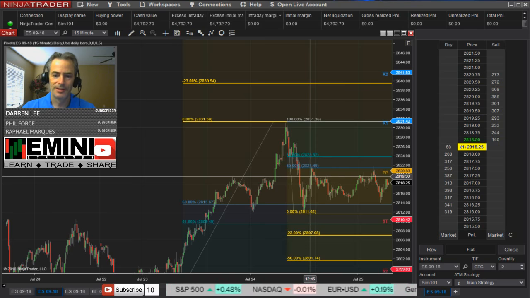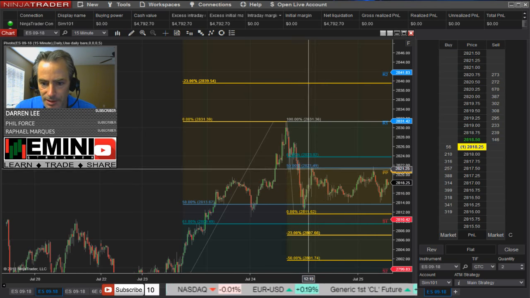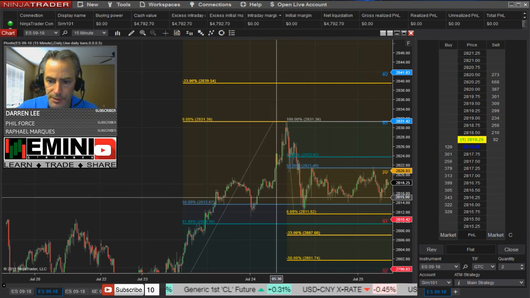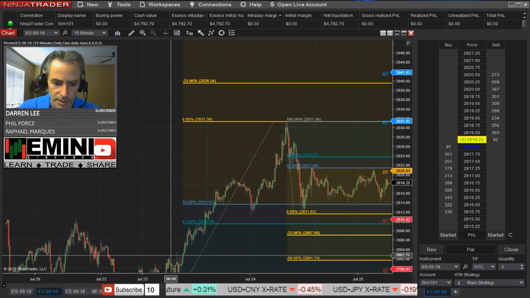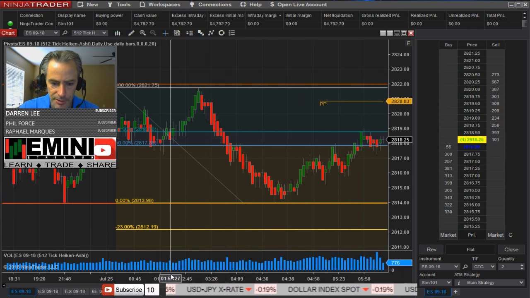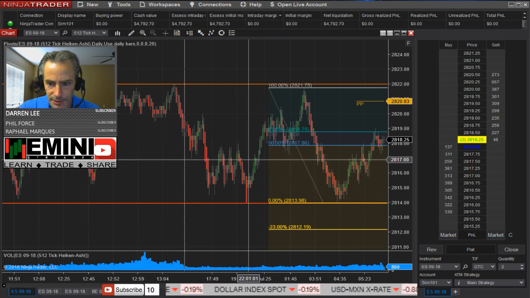And we're also in a short setup. So it retraced here to the 50%, retraced here to the 50%. So our 15-minute chart's really not helping us out too much this morning. It could go either way.